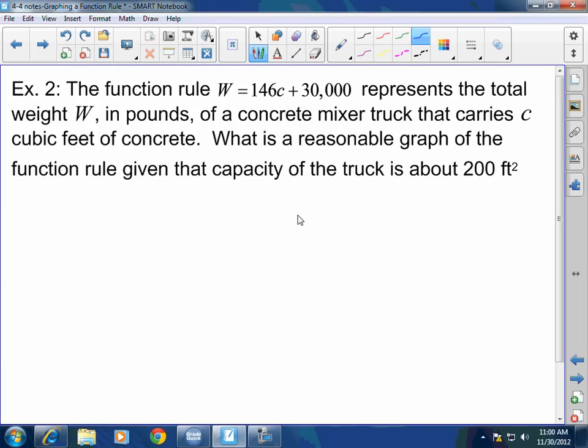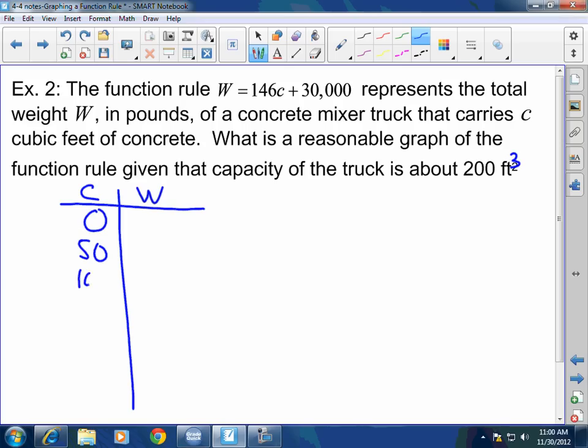Okay, so let's make a table. It's a real world situation, right? And what is the capacity? 200 cubic feet. Sorry, it should be cubic feet. That is the capacity of C. That is the max C that I can have. So, why don't we go by 50s? 0, 50, 100, 150, and 200, because 200 is my max.